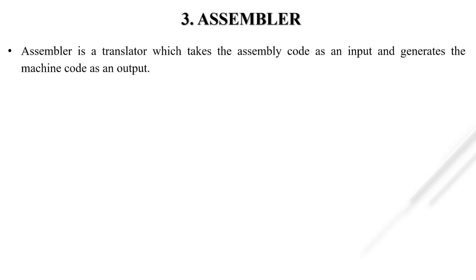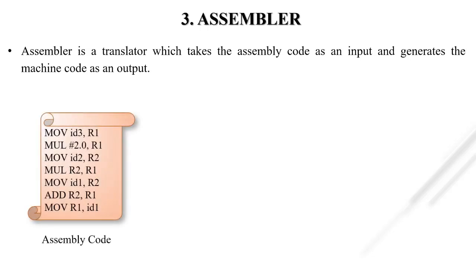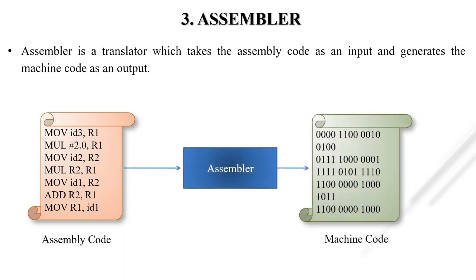Now the last translator is the assembler. Unlike the compiler and interpreter, it takes assembly code as a source language and translates it into machine language. Assembly code has mnemonic codes like add for addition, sub for subtraction, and mul for multiplication, which deal with registers. You can see the assembly code in this figure. So this assembly code is converted to machine code by the assembler. The assembler also reports errors, if any, while translating this code.